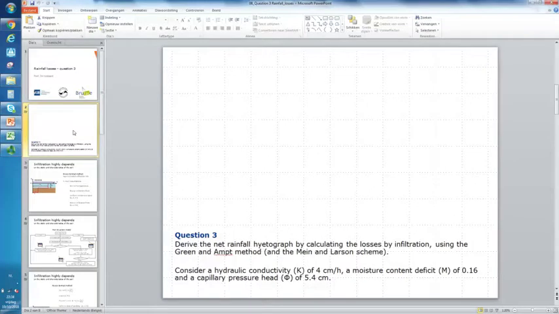We need to consider a couple of characteristics of the soil, like the hydraulic conductivity, K, moisture content deficit, M, and a capillary pressure head, phi. This phi is not the same phi as in the previous question, where it was the phi index to calculate the global losses. Here it is the capillary pressure head.